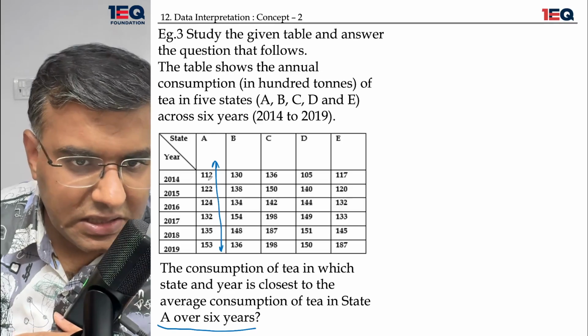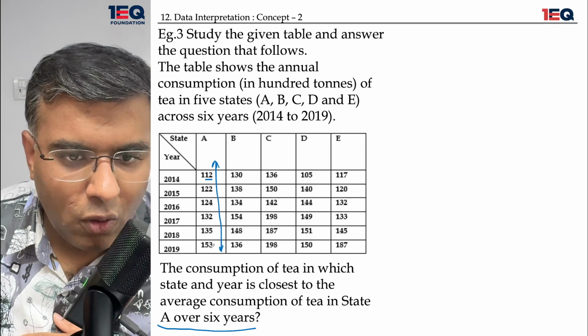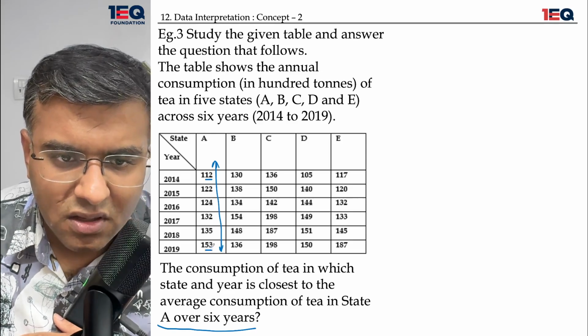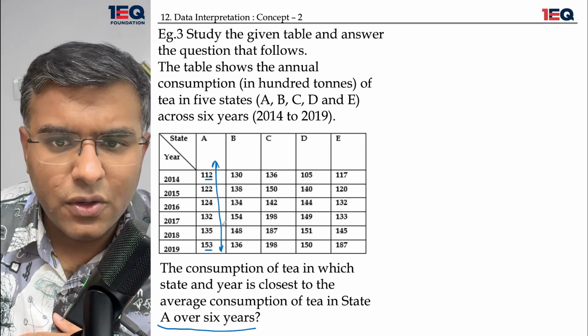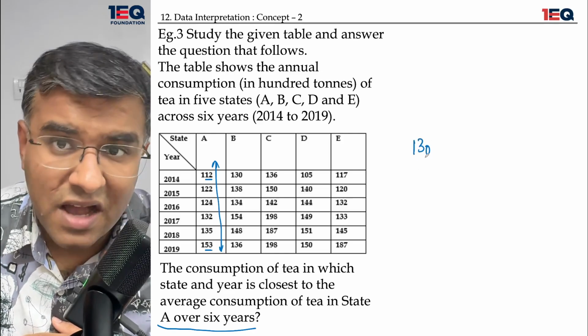If you quickly see, we are always above 112 and always below 153. So we'll have to choose a middle value. Let's choose the middle value to be 130. Okay, this is an average which I'm assuming.